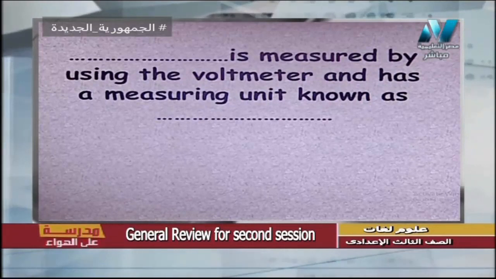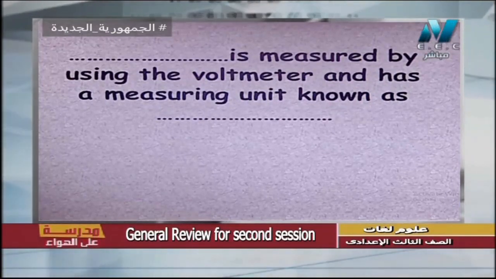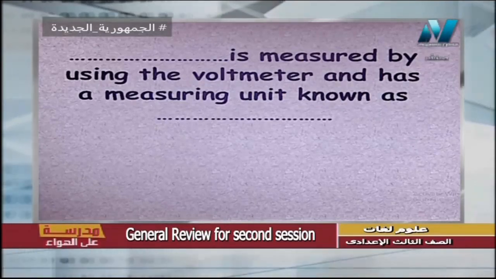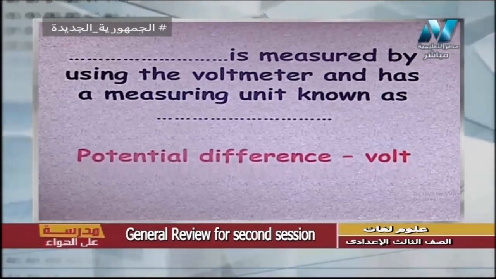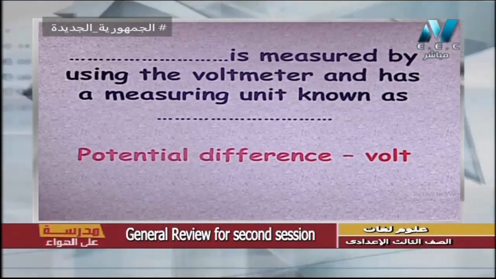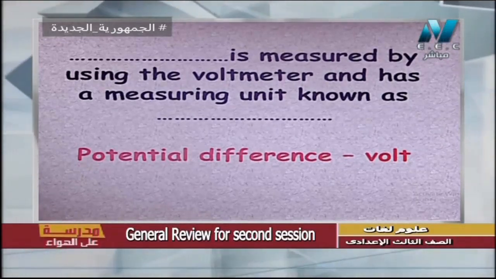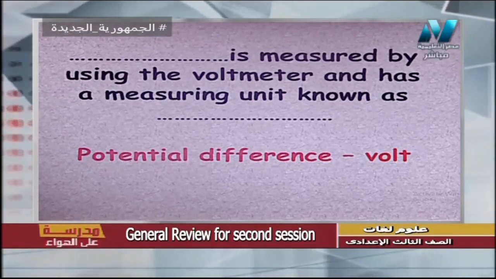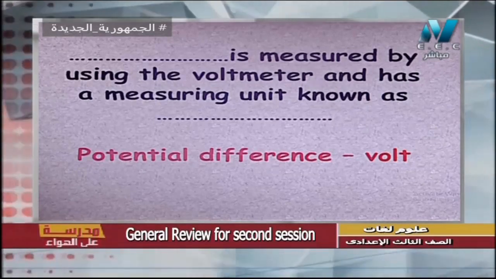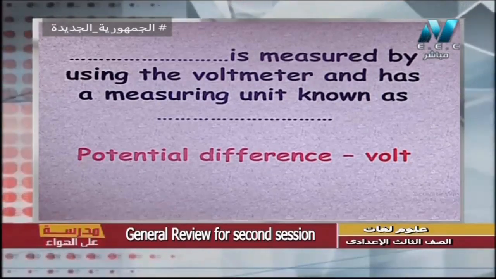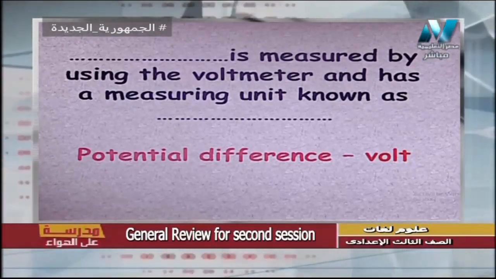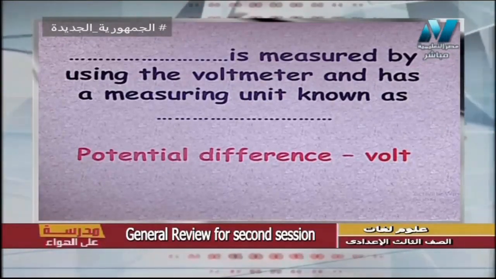Potential difference is measured by using the voltmeter and has a measuring unit known as what? Sure, it will be potential difference. Potential difference, or electromotive force, is measured by using the voltmeter and has a measuring unit known as volt. Here I can say potential difference, okay, or I can also say electromotive force.